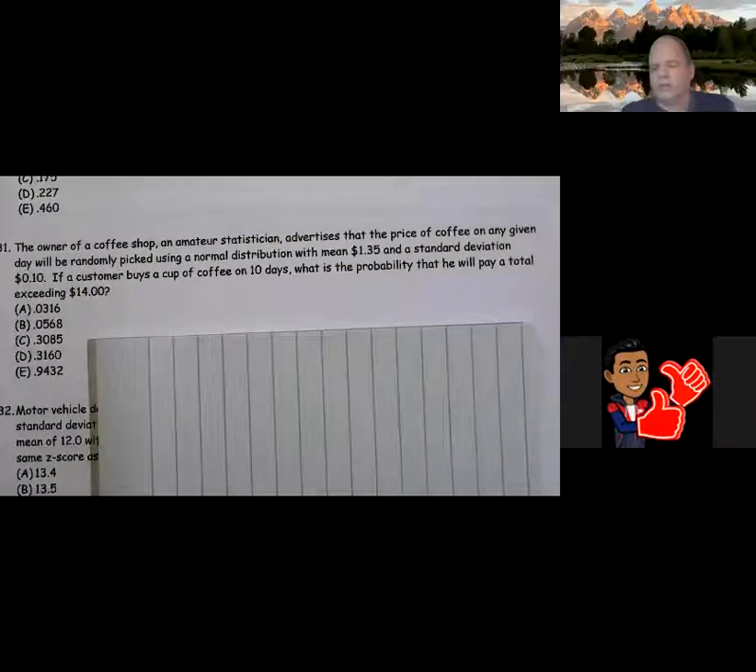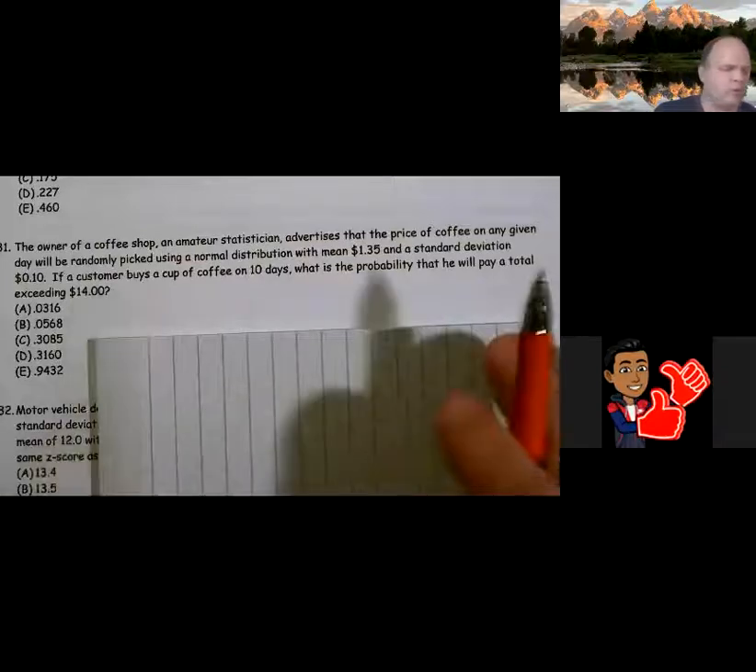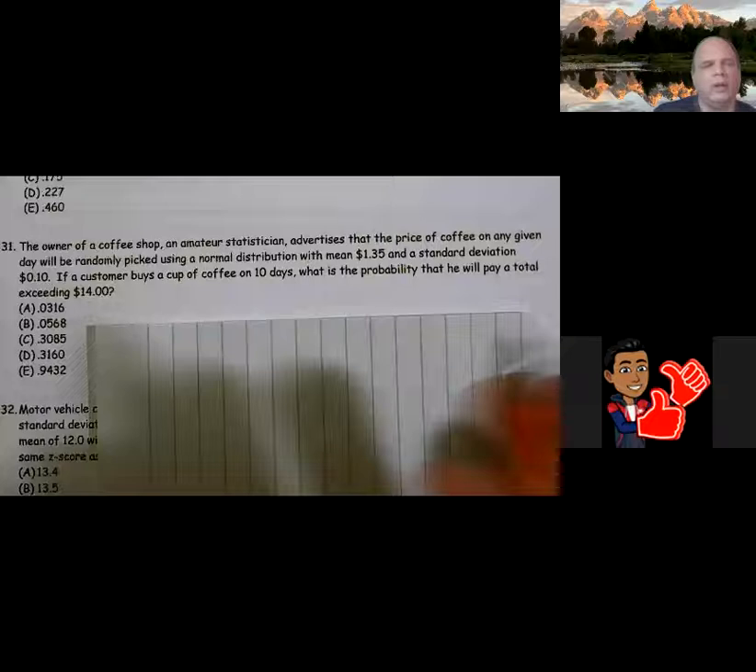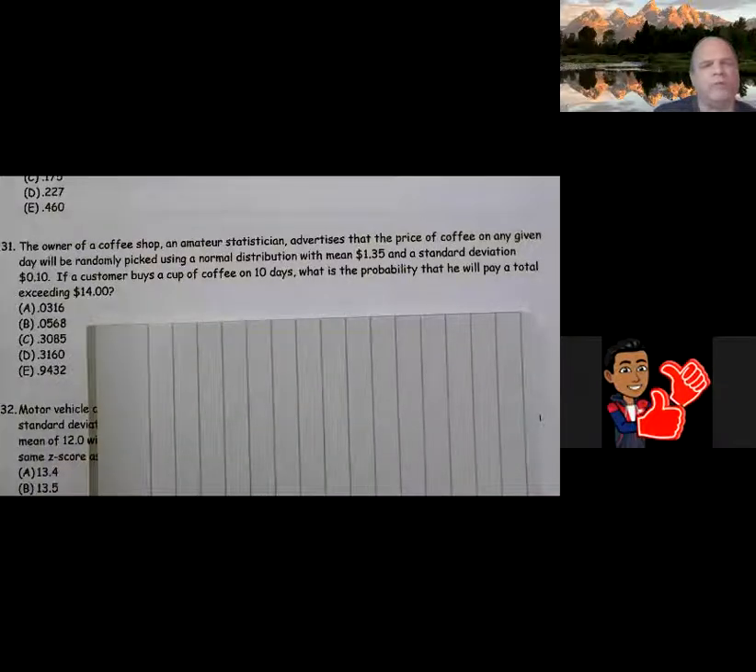Okay, so this is problems 31 to 40, and this number 31 is a more difficult question. And there's a couple ways to do this. I'm actually only going to show you one. I think the other one might confuse you.